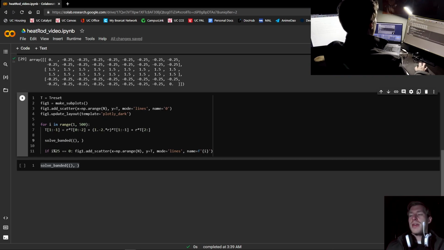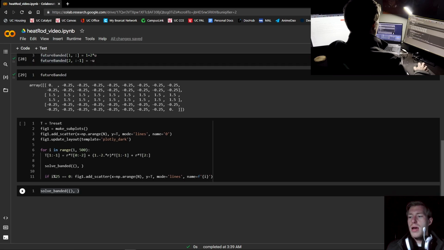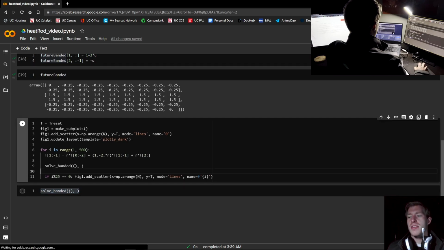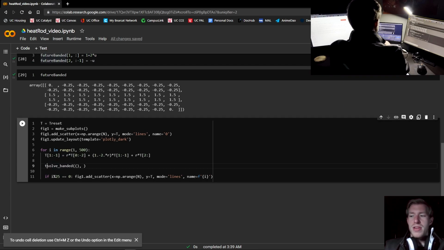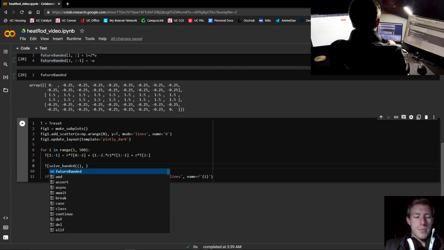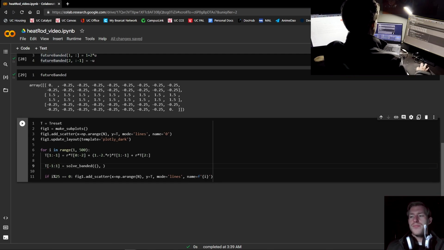So what are we going to need to do to make this actually work? Well, obviously, whatever our solve banded spits out is going to be the new temperatures we're looking for. So this is what we're going to actually update our solve banded based off of. I can delete this now. So what we're updating is t from -1 to 1, and that's going to be equal to our solve banded output.